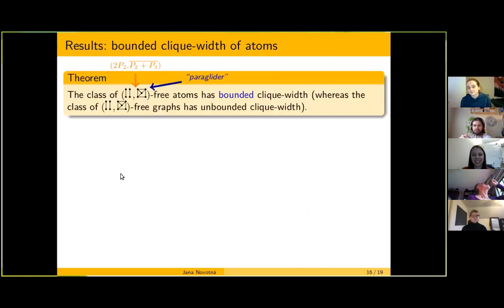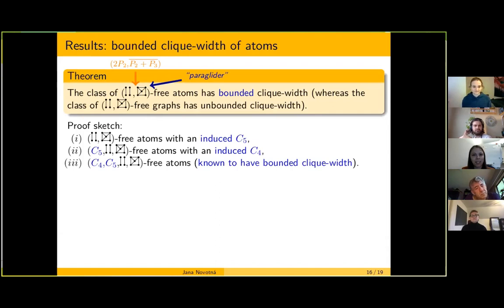So it's good to tell at least some of the proofs. So I decided to tell you now a little bit more about our bounded case. We proved that the class of 2P2 and paraglider-free atoms has bounded Clique-width, and it was known that this class of graphs without the atom condition has unbounded Clique-width. And at first we split our proof into 3 cases, similar as I said before with coloring.